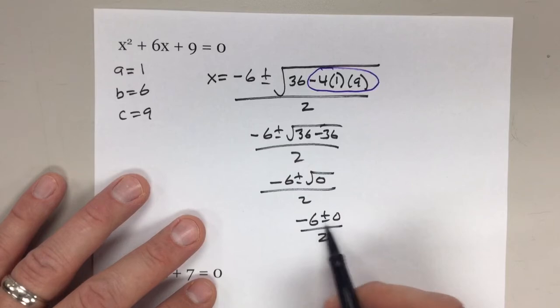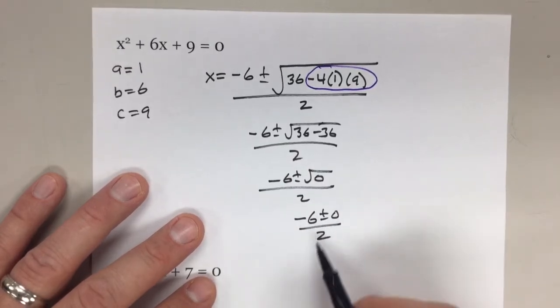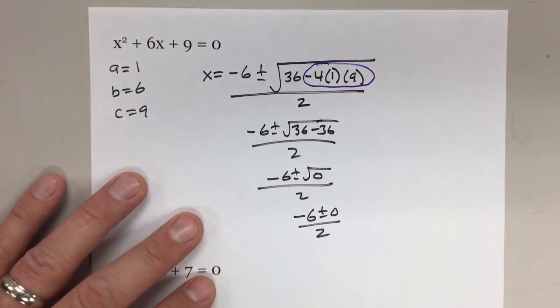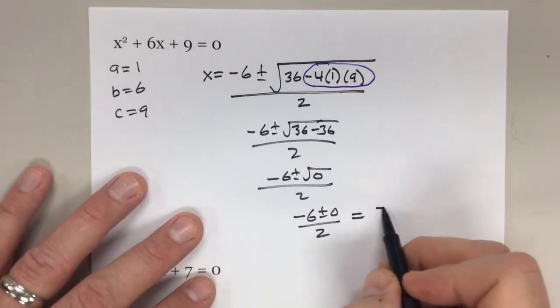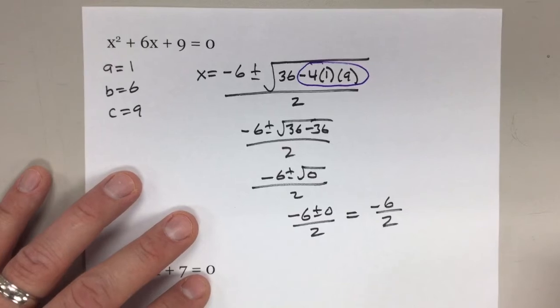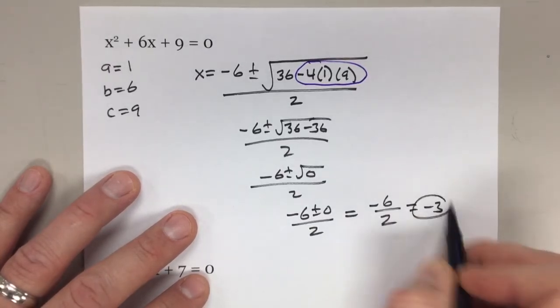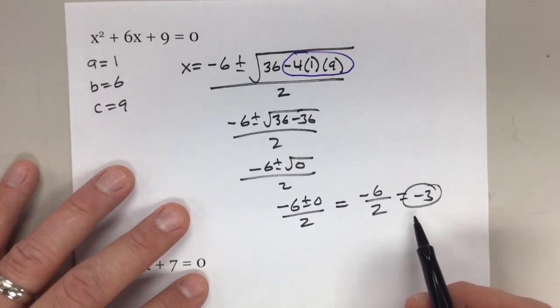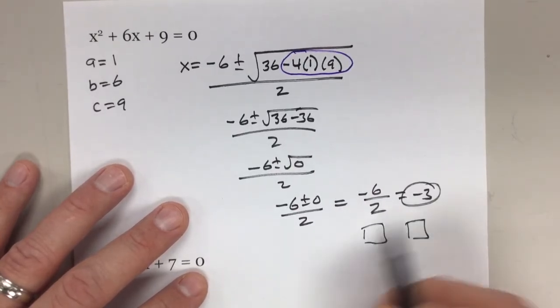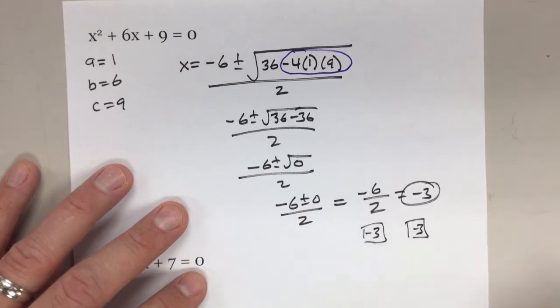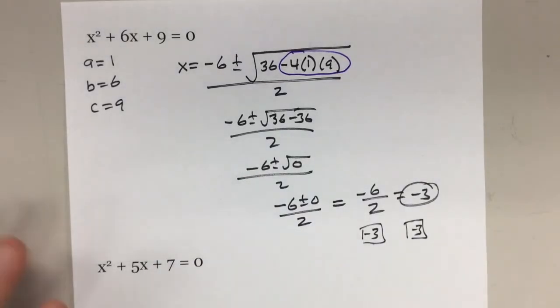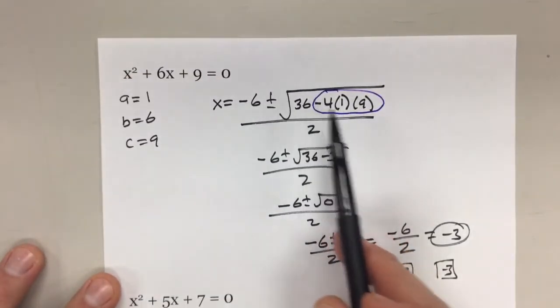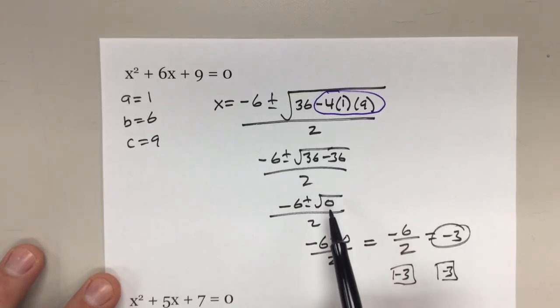Now, adding or subtracting 0 is not going to change this answer. Negative 6 plus 0 is going to be negative 6, and negative 6 minus 0 is going to be negative 6. So really, all I have to do to solve this is negative 6 divided by 2, which is negative 3. So this one only has one answer. If there's 2 blanks on Moodle, just type it in twice, okay? So if this stuff in here ends up as 0, like this, all you really have to do is the negative 6 divided by 2.